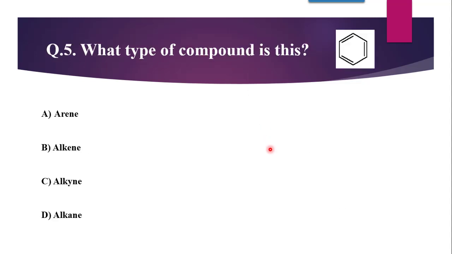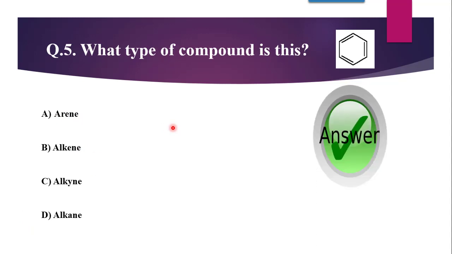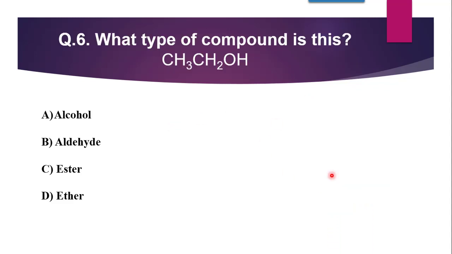So question 5 is, what type of compound is this? And this benzene ring they have given. So first option is arene, then alkene. Alkene it is definitely not there because it's a chain form. Again alkyne and alkane are the chain forms. Now see this arene. Arenes are generally the structures which contain alternate double and single bonds. So definitely this can be an arene. So the answer is A, arene.